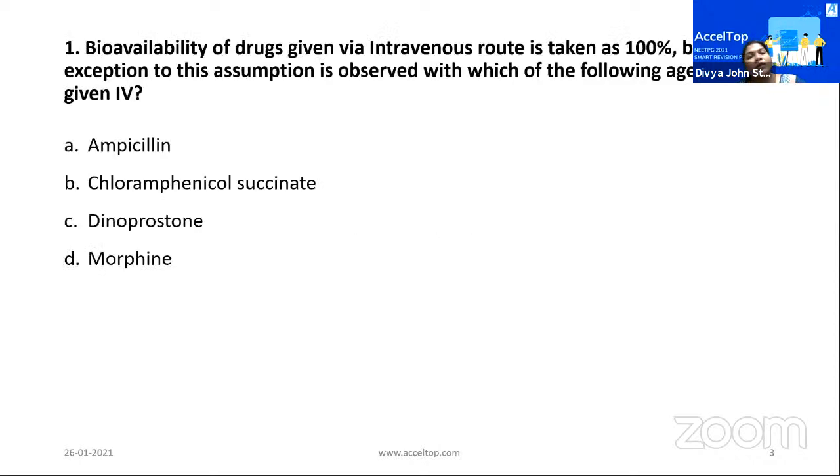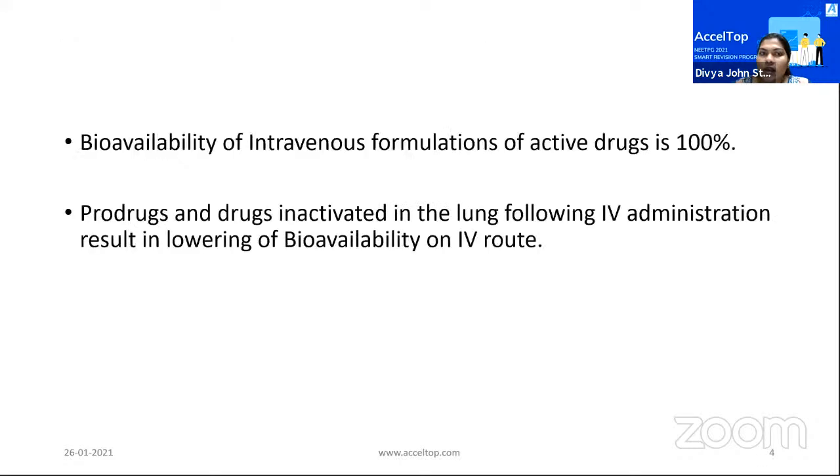So the first question that we'll be seeing today is: bioavailability of drugs given via intravenous route is taken as 100%, but an exception to this assumption is observed with which of the following agents when given by the intravenous route? So bioavailability of a drug given via intravenous route is 100%. That is standard. But the exception to this rule is seen with which of the following agents? The options given are ampicillin, chloramphenicol succinate, dinoprostone, and morphine. So we'll look into each option.